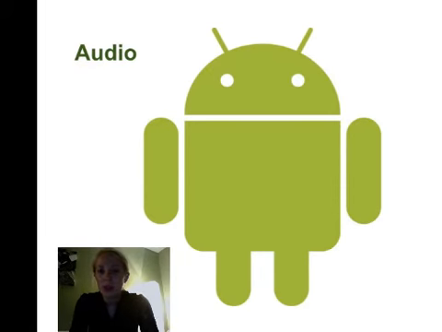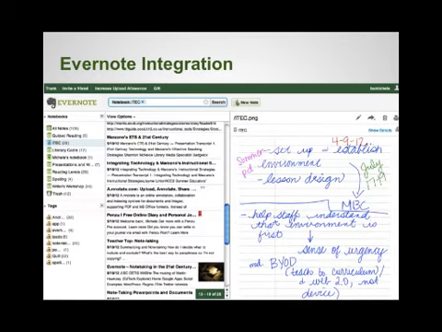Another great feature of Evernote is the ability to record audio and save it into a note. And what's particularly great about Android devices is a new feature that Evernote has come up with, and that is speech to text. So you can record audio and Evernote will automatically convert that to a text note as well.